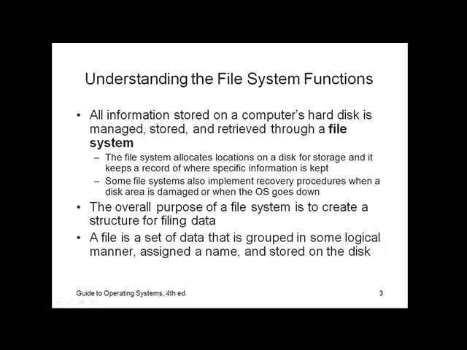First and foremost, we need to talk about what a file system is. All information stored on a computer hard disk has to be managed, stored, and retrieved through the file system. The file system allocates locations on a disk for storage and keeps a record of where specific information is kept. Some file systems also implement recovery procedures when a disk area is damaged or when the operating system goes down, to prevent or retrieve data that may have been corrupted. It uses a checksum process to do this. The overall purpose of a file system, however, is simply to create a structure for filing data.